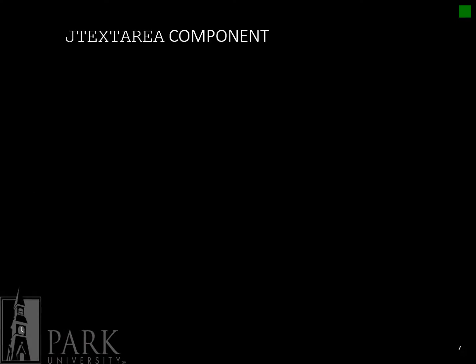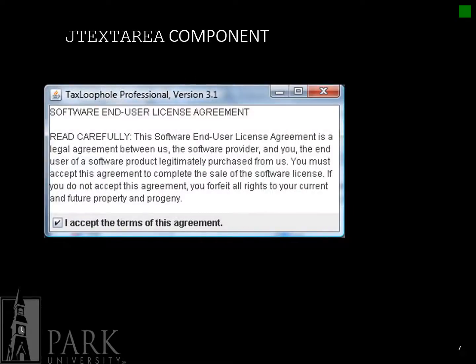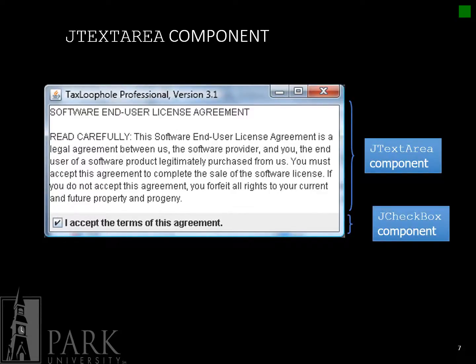The JLabel component works great for displaying a single line of text. But for displaying multiple lines of text, like this, you should use a JTextArea component. And in this demo, we have two areas. We've got the JTextArea, which is this part, and then of course the JCheckbox component below, which we're going to cover in a little bit.